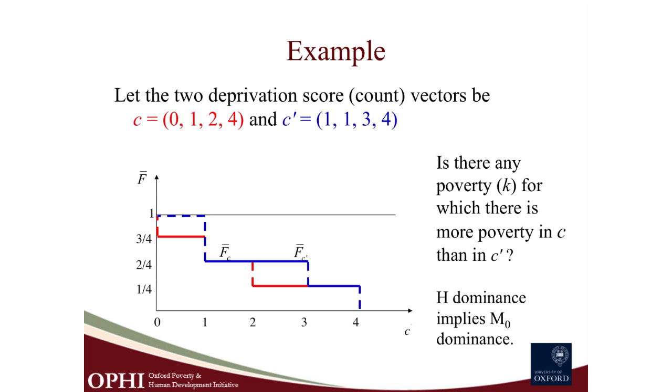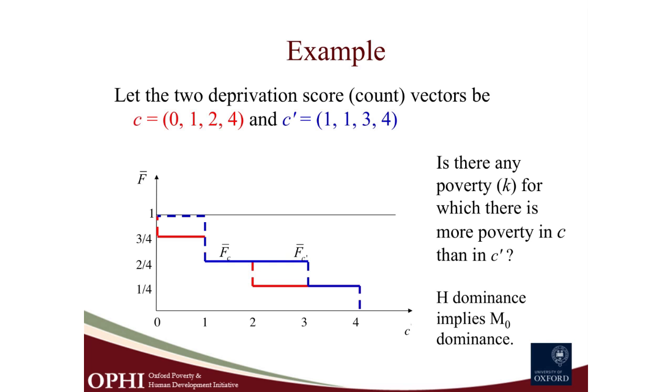So if you draw this, you select a particular poverty cutoff, and the height gives you the multidimensional headcount ratio. If you take k equal to 0, how many people are poor in both distributions? All, right? Equal or larger.